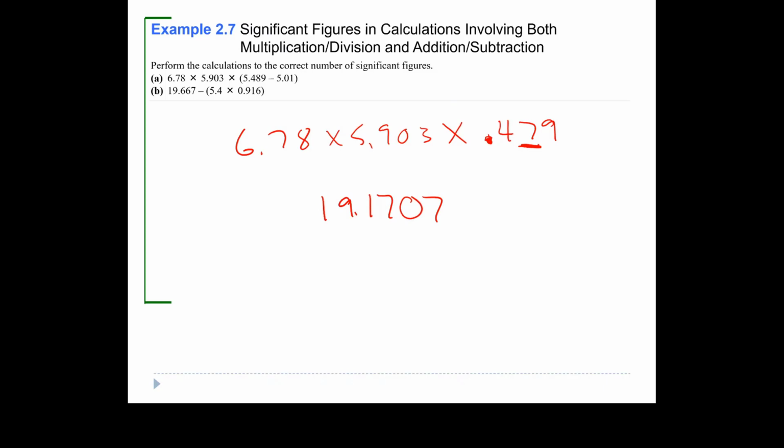1707. Okay, based on this stuff that we have up here, how many sig figs are here? 3. How many are here? 4. And how many are here? 2. We can only count 2 of those because of the underline, okay? So my answer then has to be truncated to 2 sig figs. So my answer here is 19.